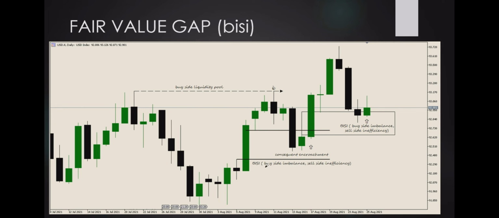That is, you already have a buy side imbalance, which is this one that was created, and you are also expecting a sell side, that is, price comes back into your inefficiency. Then from that sell back into the inefficiency, you get your move to the upside.